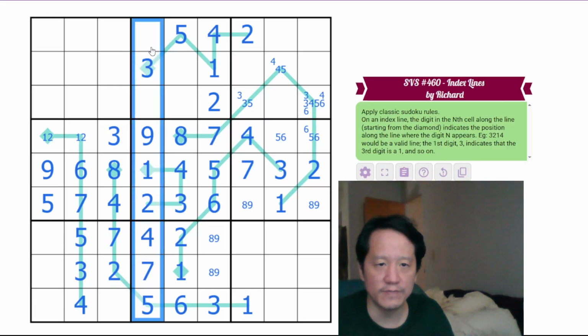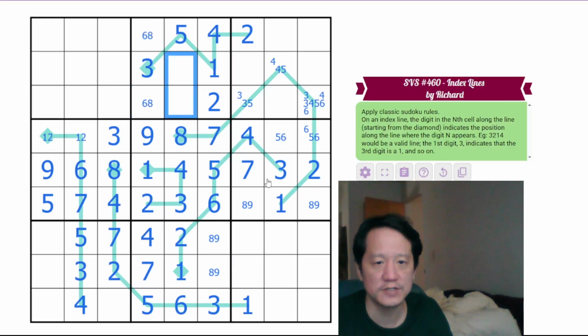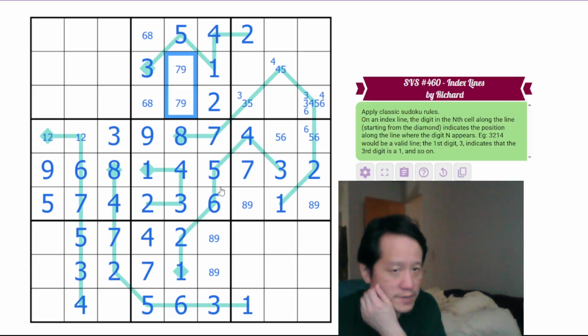Remaining digits in column 4, we have 8 and 6. So this is 6 or 8, 6 or 8. Column 5 has 7 and 9.